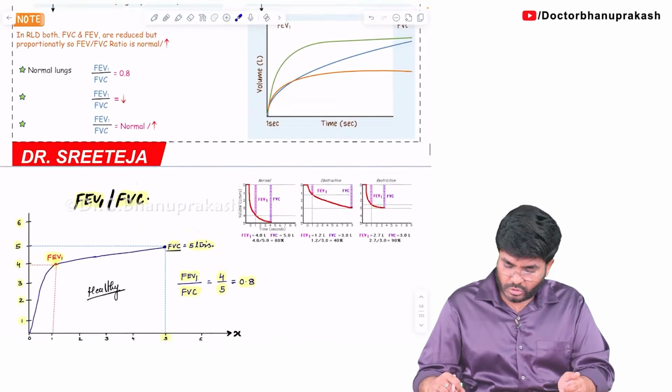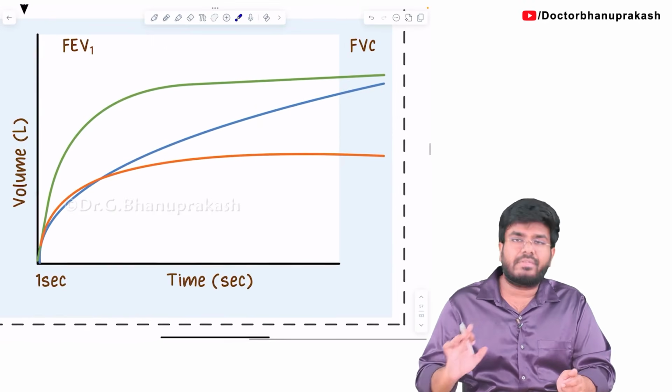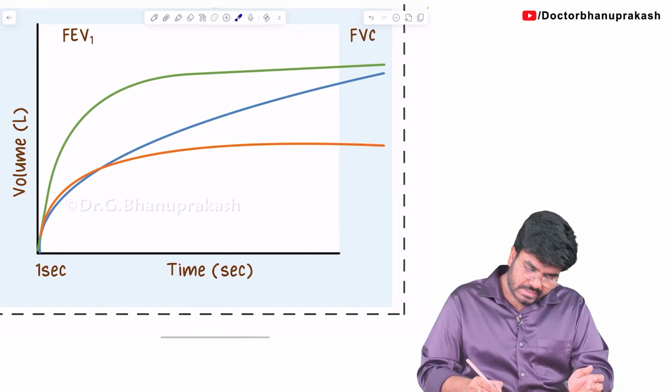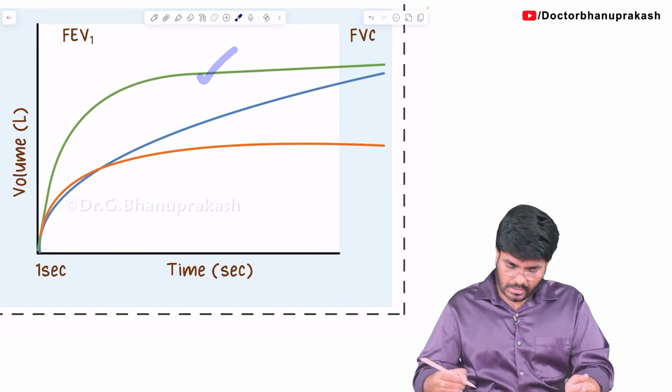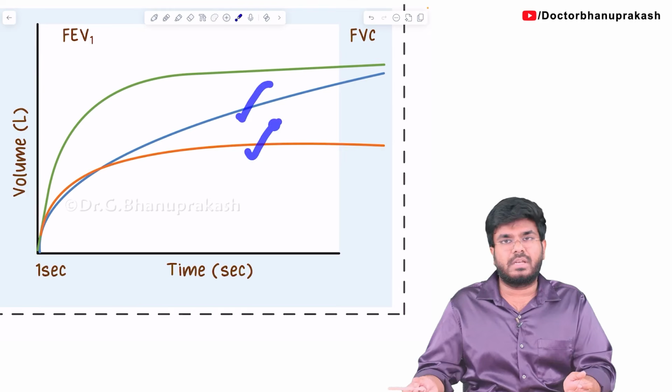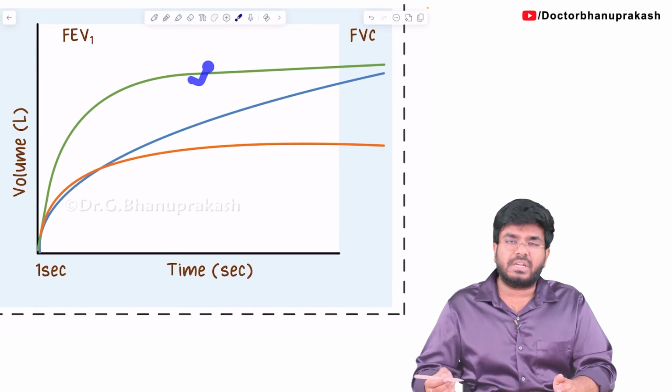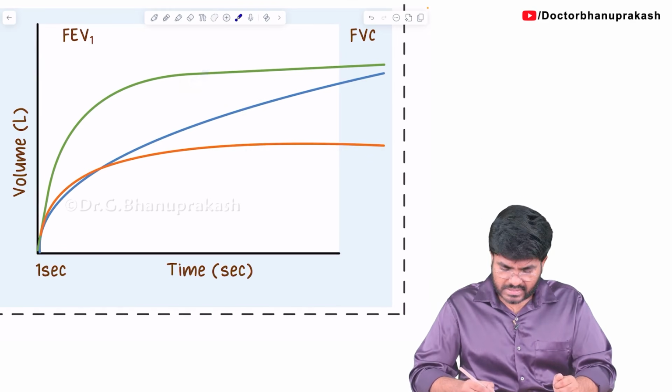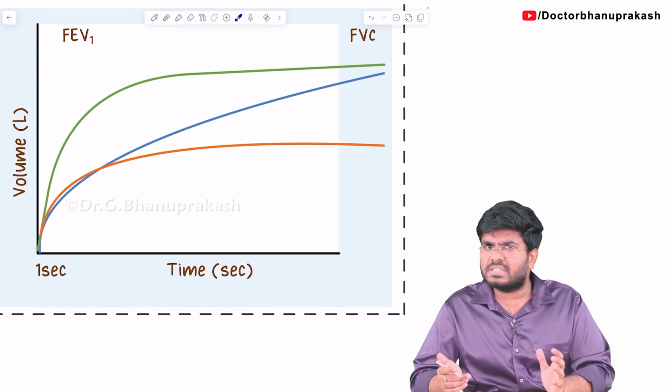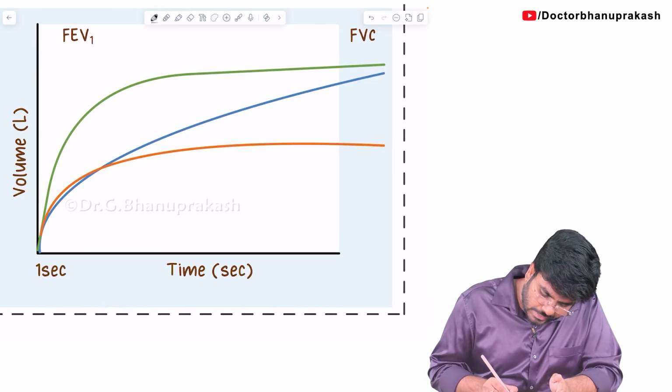So how is the question going to show up in your exam? They will give you this graph, okay, and they will ask, what is this green color curve representing, and what is this blue color, and what is this orange color curve? So tell me, this green color patient, is he suffering from any disease? Okay, this green color subject, let's say, is he suffering from any disease? No, this is normal. We all know the green color is normal. Okay, he's a normal guy.